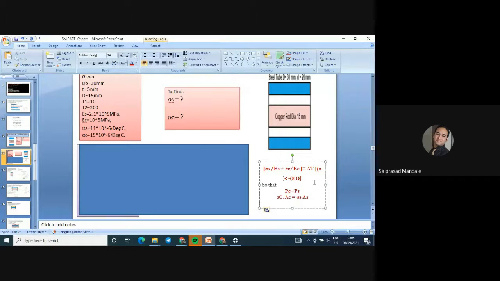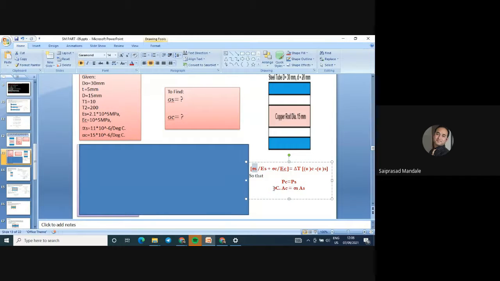These two formulas are there. If I wish to calculate this stress and this stress, I record this formula. The modulus of elasticity is given to us, delta T is given to us, alpha is given to us. So our target is to identify the sigmas. Once we know sigma 1 and sigma 2, then we can easily identify the values.